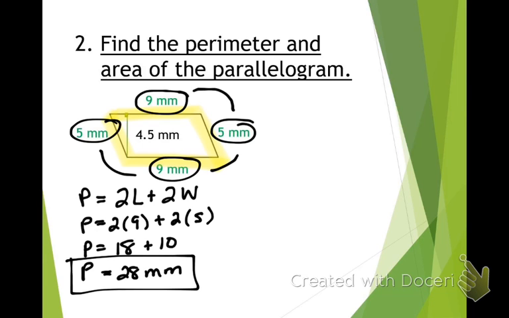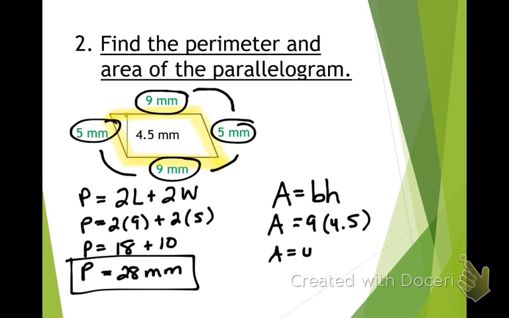Next up, we're also trying to find the area of the parallelogram. What's the formula? A equals B times H. Okay, what's my base? 9 millimeters. What's my height? 4.5. When you multiply those together, what do you get? 40.5 millimeters squared. How many of you would say you got that correct? I got them all right.